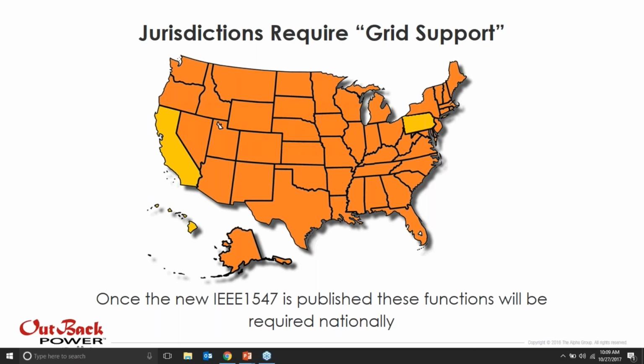All right, so once the new IEEE 1547 is published, which will also include all of these types of functions, the grid support functions, these types of functions will be required nationally. So right now, IEEE is the national voluntary standard for interconnection. States didn't want to wait for this new standard to get published. They've been waiting for a long time, so state by state they are requiring this before the national standard is published. Once this gets published, these types of functions will be required.